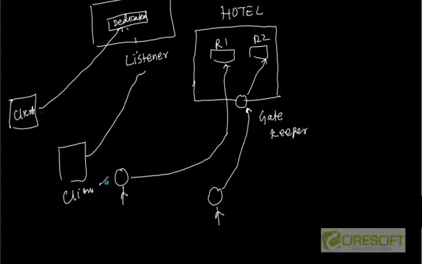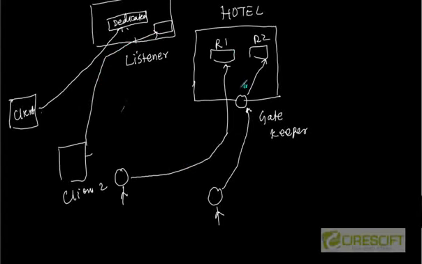Then say client number 2 comes first to the listener, and the listener is going to fork a dedicated server process, and then the client can directly talk to the dedicated server. So in our analogy, this is the receptionist.